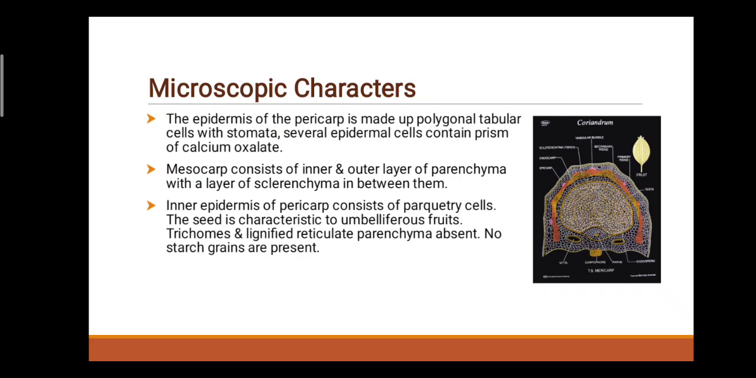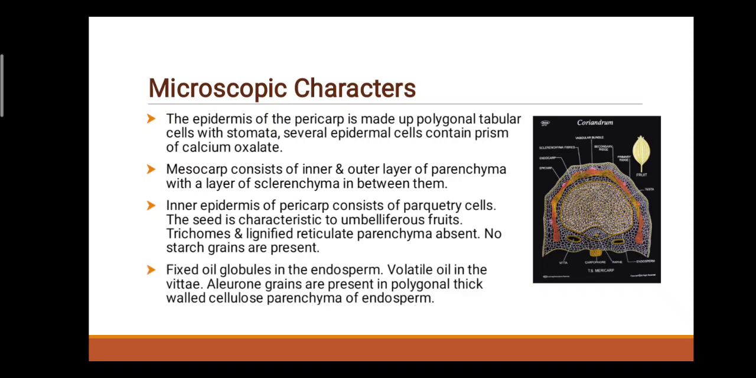Trichomes and lignified reticulate parenchyma are absent. No starch grains are present. Fixed oil globules are in the endosperm. Volatile oil is in the vittae. Aleurone grains are present in the polygonal thick-walled cellulose parenchyma of the endosperm.